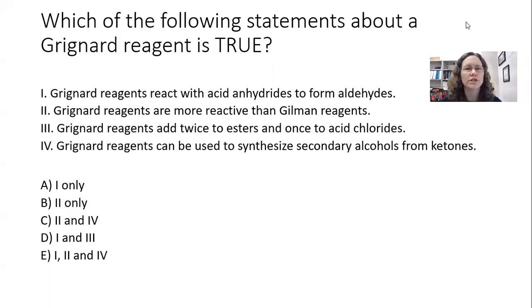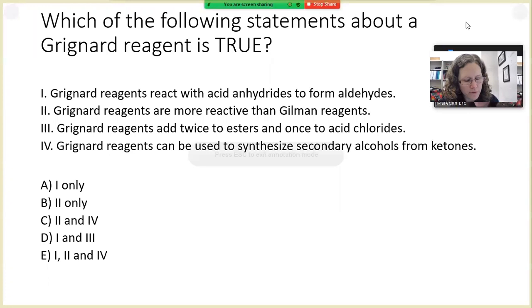This question asks, which of the following statements about a Grignard reagent is true? So Grignard reagents, we know, react with lots of different types of molecules, different types of carbonyl-containing molecules like ketones and aldehydes. And here we're talking about Grignard reagents reacting with carboxylic acid derivatives. So let's take a look at our answer choices.